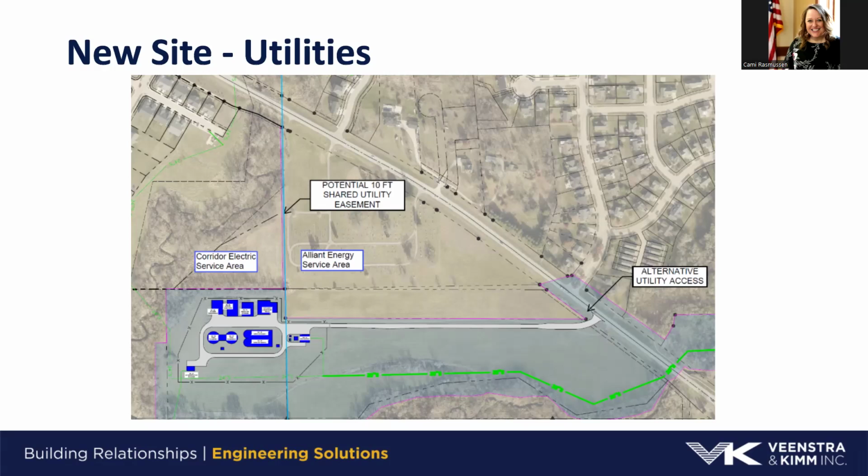And so because they're primarily west of that site, the nearest three-phase that we need to power the bigger equipment we have is from that direction as well.